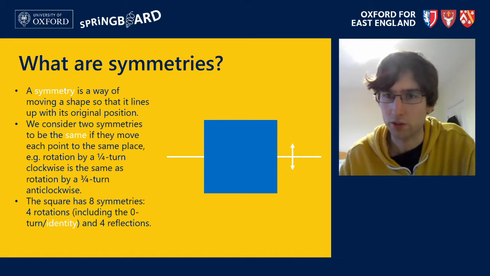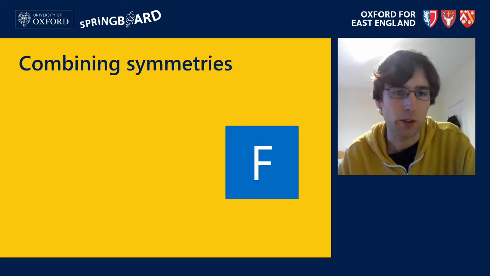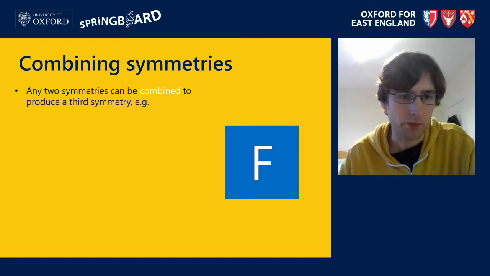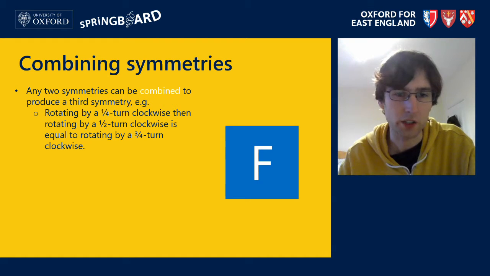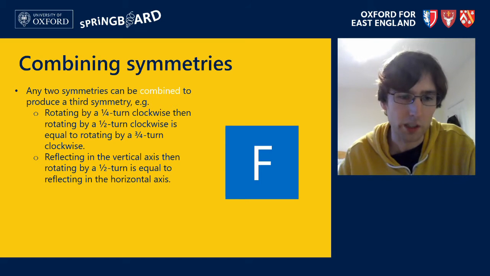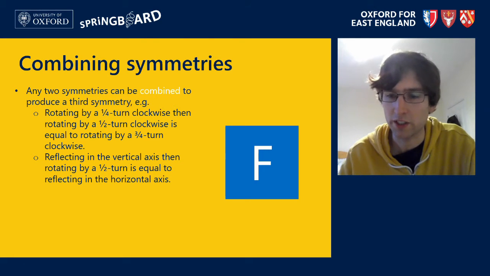Now, an important feature about symmetries is that they can be combined. Any 2 symmetries can be combined to produce a third symmetry. For example, rotating by a quarter turn clockwise and then rotating by a half turn clockwise is equal to rotating by a 3/4 turn clockwise. Or a slightly more involved example, reflecting in the vertical axis, then rotating by a half turn is equal to reflecting in the horizontal axis.